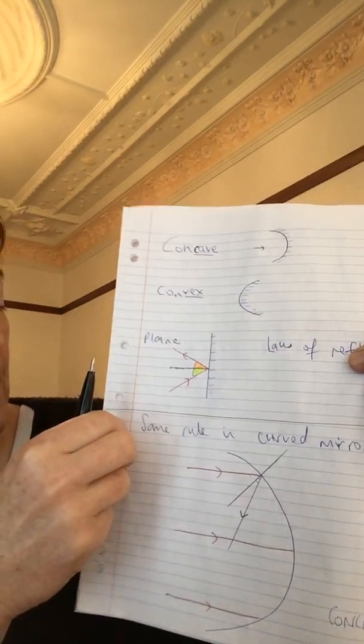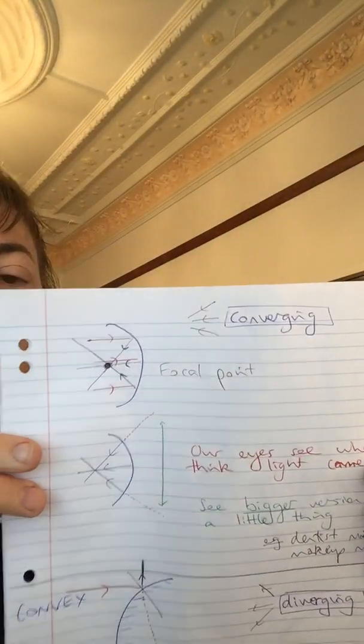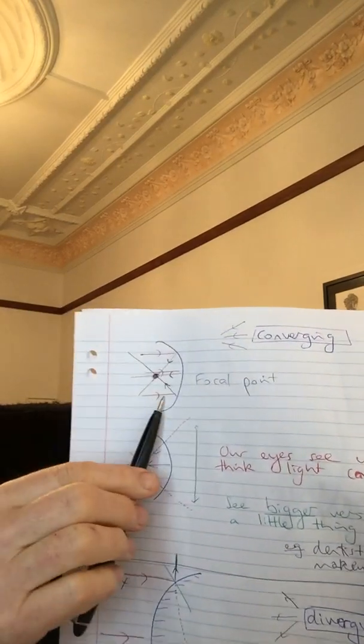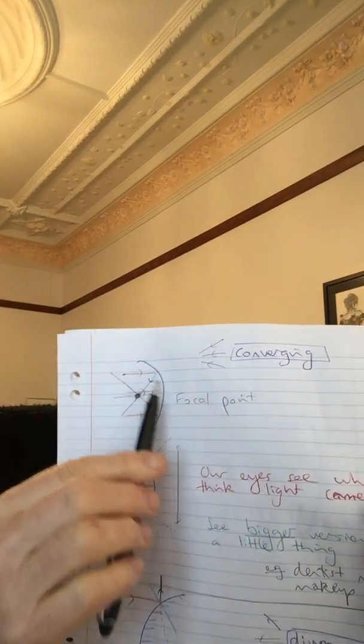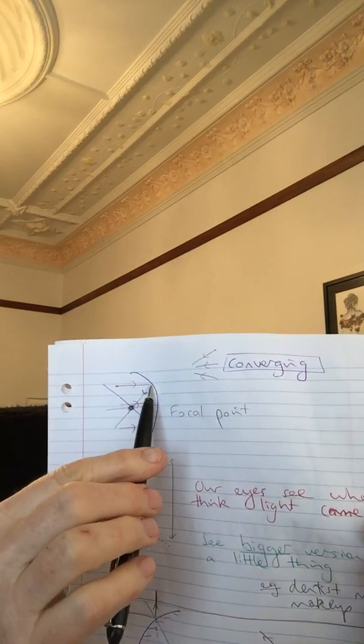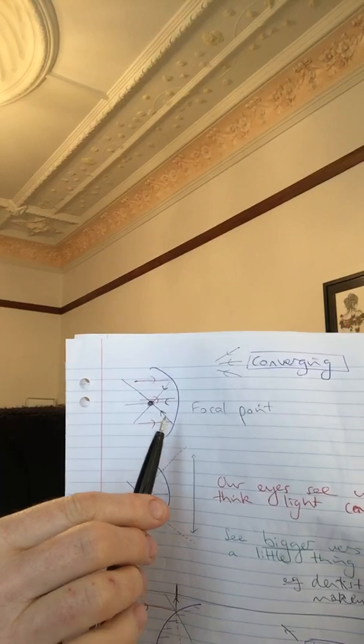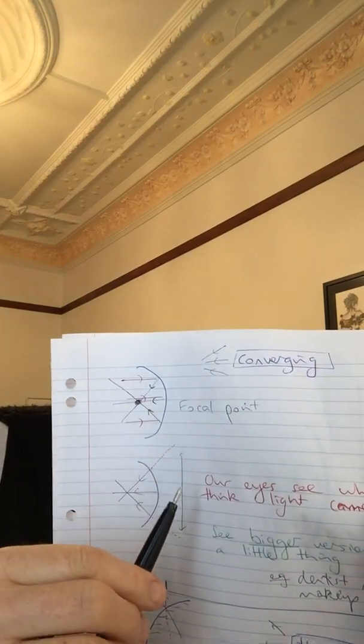So if I move to my next page, we can see that if you drew all the reflected rays coming back out, here's the ones going in. This one here is going to reflect back in that way. This top one will go back in that way, and the one in the middle will come straight back out again. And so that's what we call converging light rays.